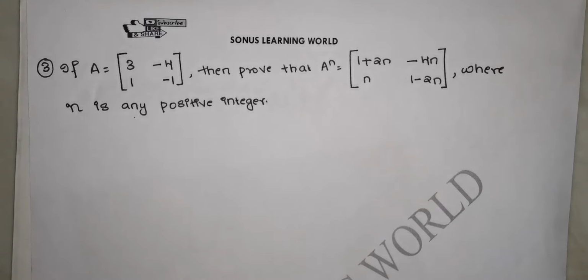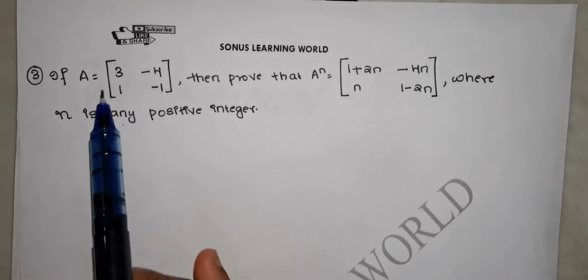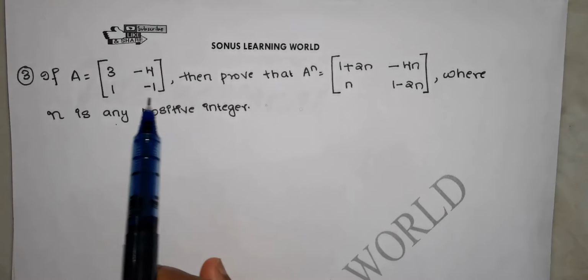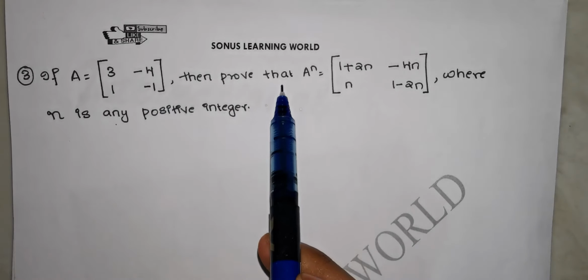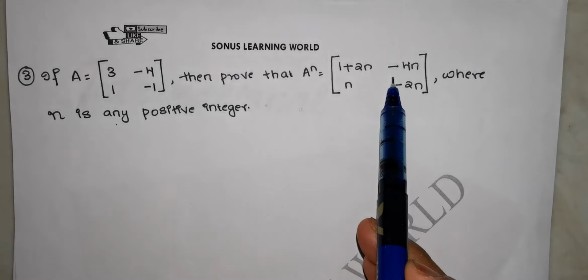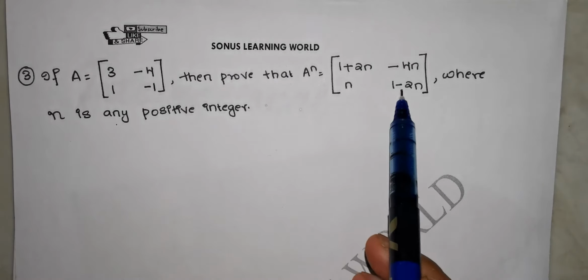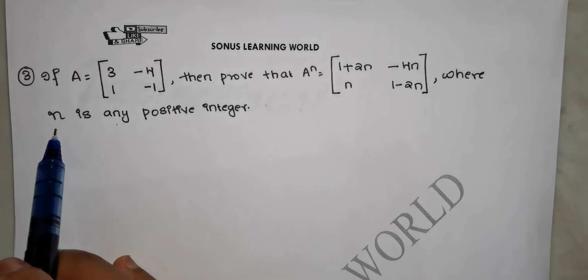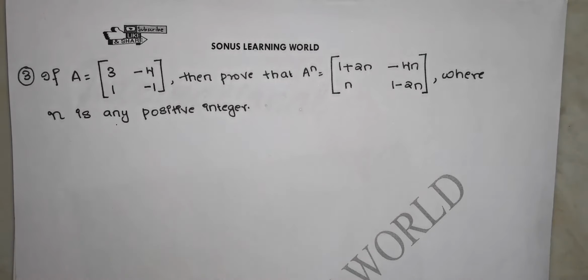We are discussing miscellaneous exercise of chapter 3, that is the matrix chapter of class 12. So let's read the third question. If A is equal to [3, -4; 1, -1], then prove that A raised to n is equal to [1+2n, -4n; n, 1-2n], where n is any positive integer. Same type of question as question number 1 and 2.